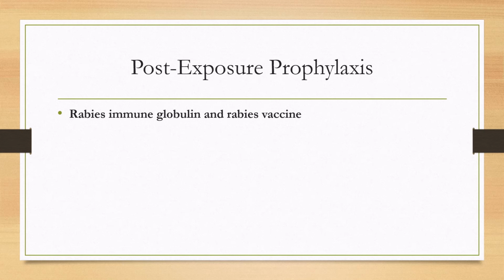So what is the post-exposure prophylaxis? It consists of rabies immune globulin and rabies vaccine.